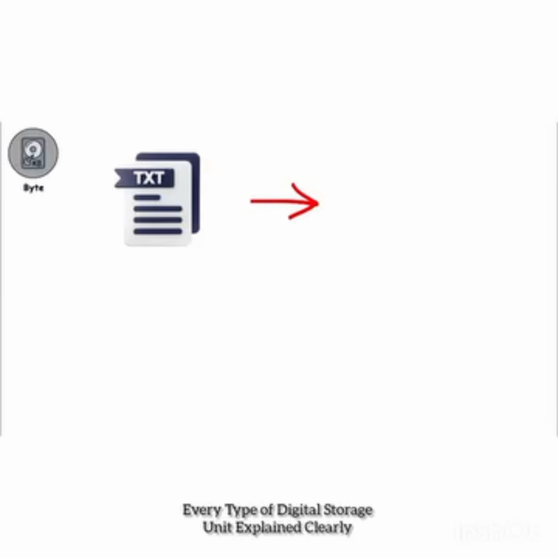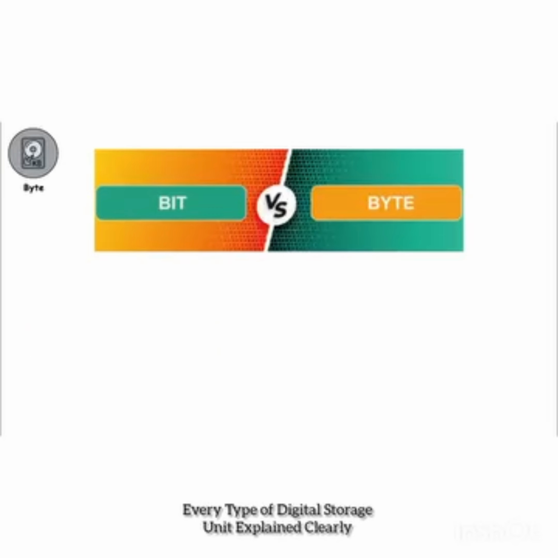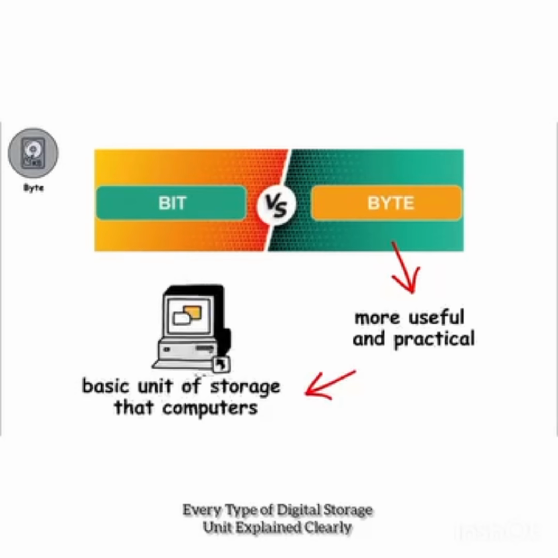A single plain text page may use a few kilobytes, while an image can take up millions of bytes. Compared to a bit, a byte is far more useful and practical, making it the basic unit of storage that computers rely on to represent information in a way humans can actually use.